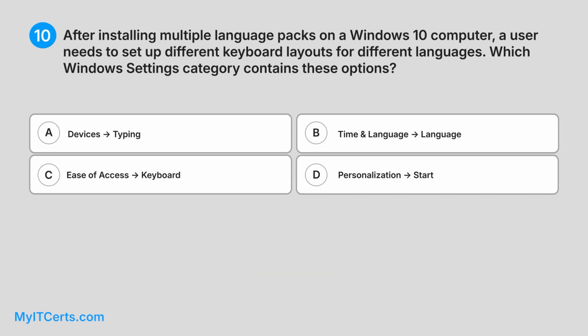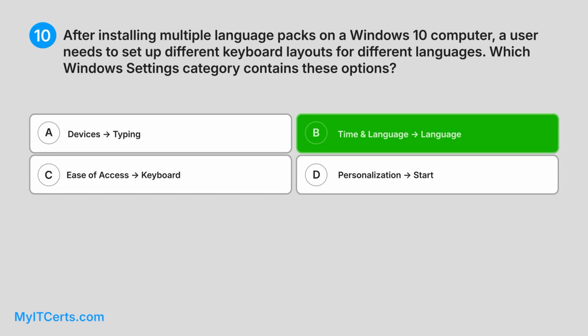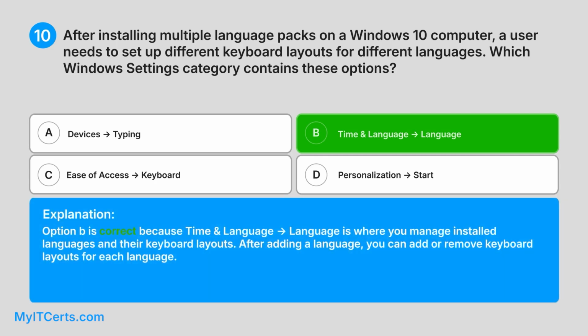Correct answer: B. Time and Language, Language. Explanation: Option B is correct because Time and Language, Language is where you manage installed languages and their keyboard layouts. After adding a language, you can add or remove keyboard layouts for each language.